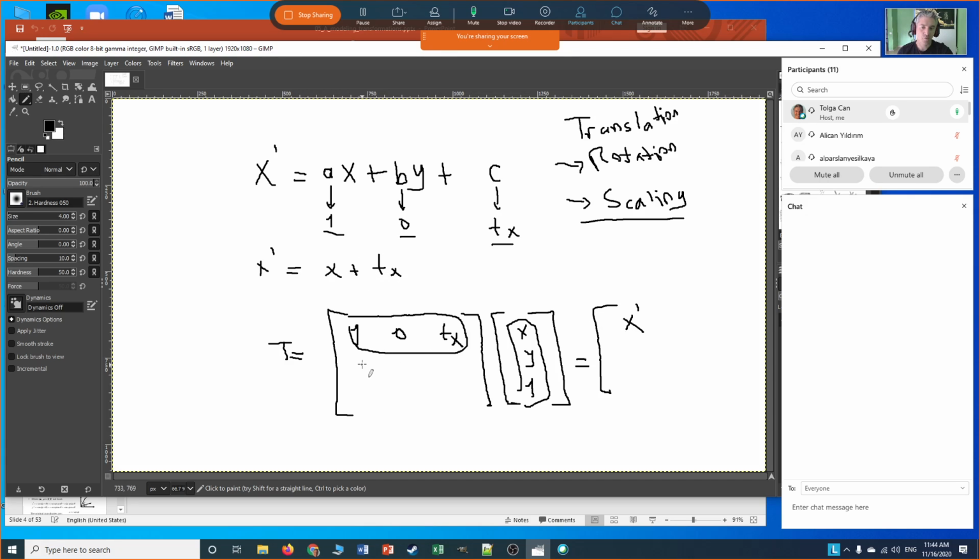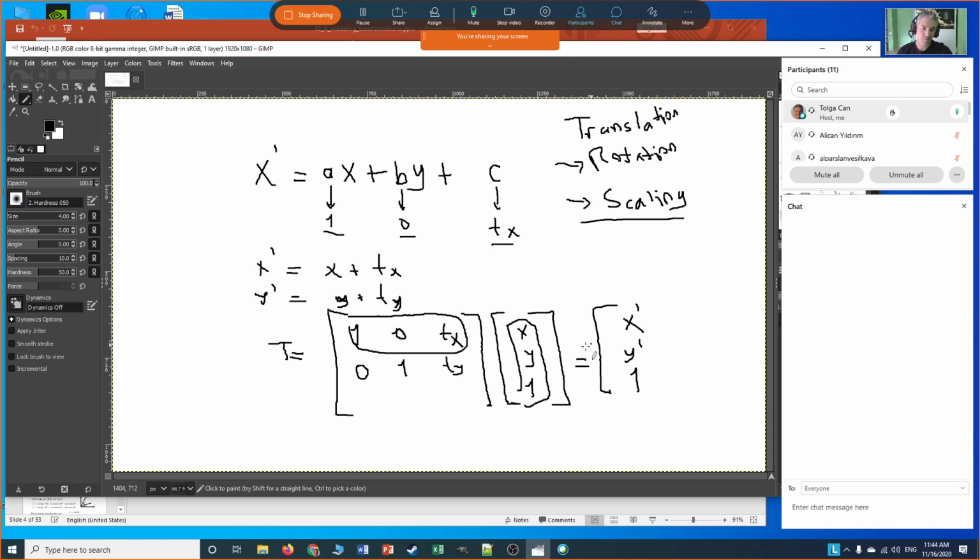So what should be the second line? What's going to be y prime? If I want to translate a vertex, y prime is going to be y plus ty, because I want to move it ty amount in a certain direction. If I want to do it like this, what should be the coefficients? 0, 1, and ty, right?